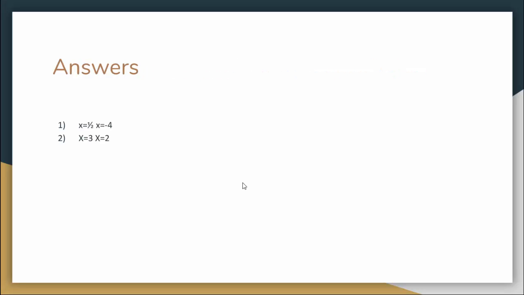Here are the answers. What you want to do is substitute the values into the formula, and you should get these answers: x equals a half and x equals minus 4 for the first one, and x equals 3 and x equals 2 for the second one.